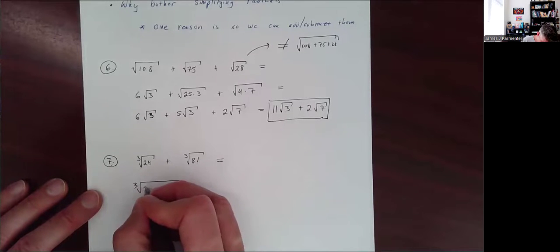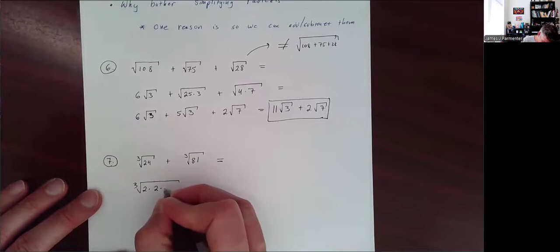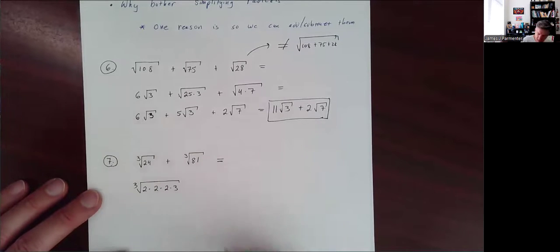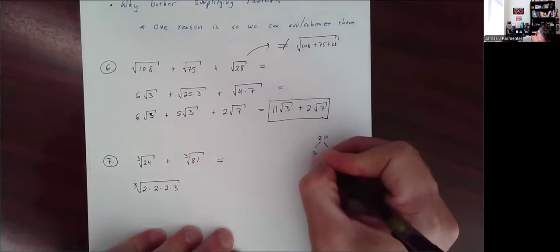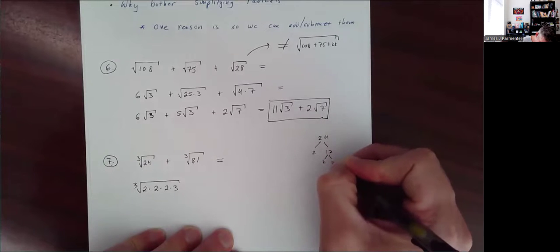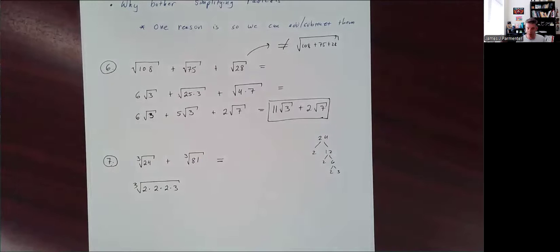24 is 2 times 12. 12 is 2 times 6. 6 is 2 times 3. You can also write the little chart thing here, right? If it helps, you can do like 24 is 2 times 12. 12 is 2 times 6. 6 is 2 times 3. That's a totally, totally fine way of doing that.